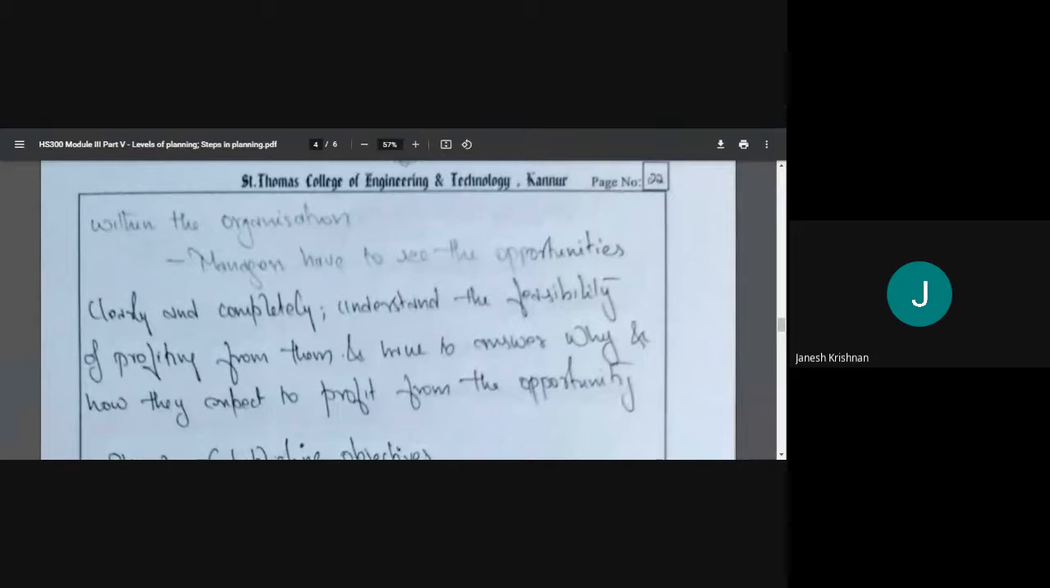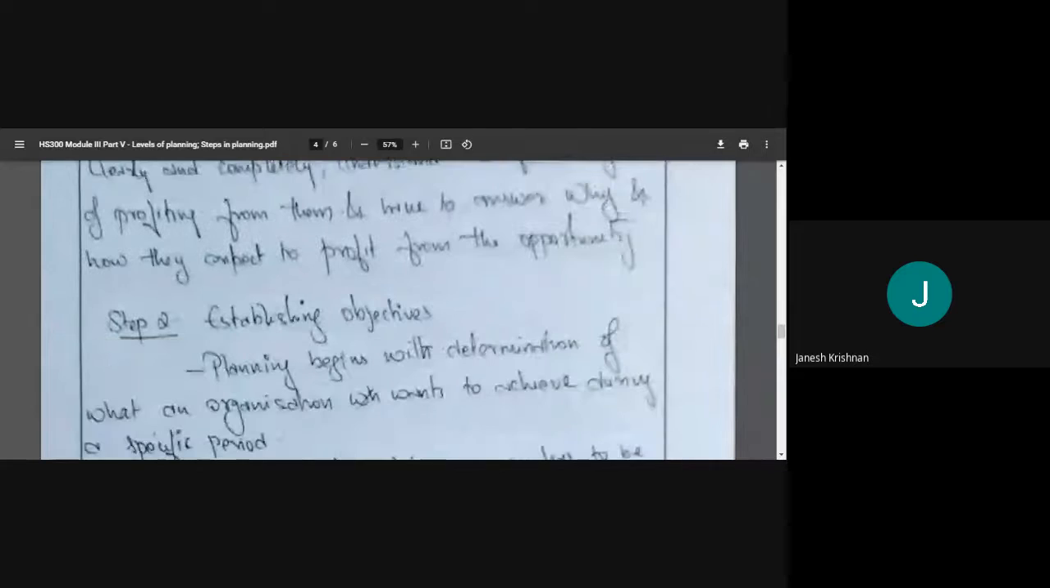Why and how. Okay. They expect to profit from the opportunity. So a manager should have all the answers. Opportunity, he should understand the possibility and feasibility of profiting, and also answer why and how he expects to profit from them. That's the first step.